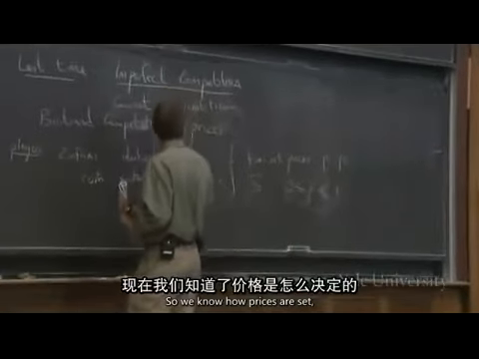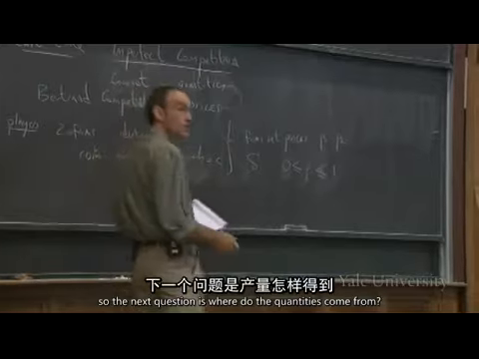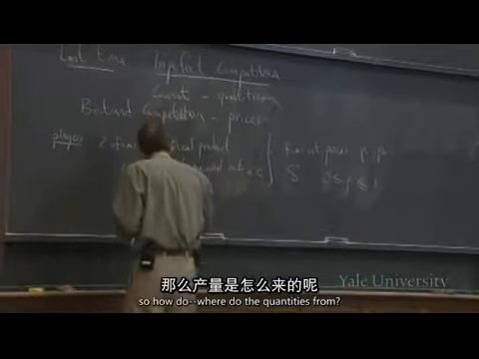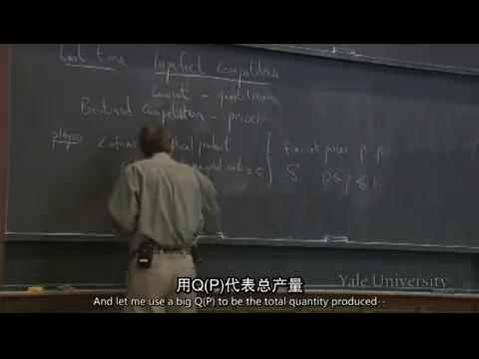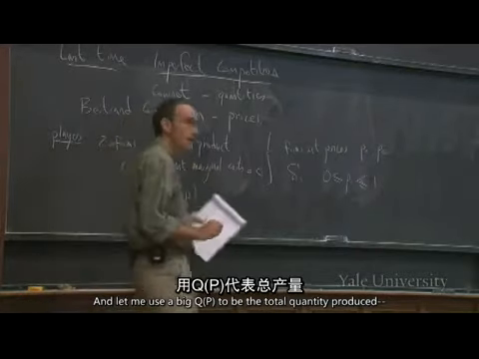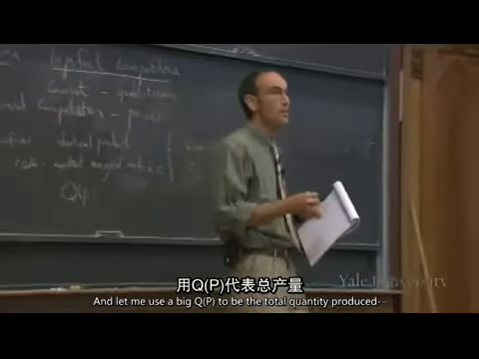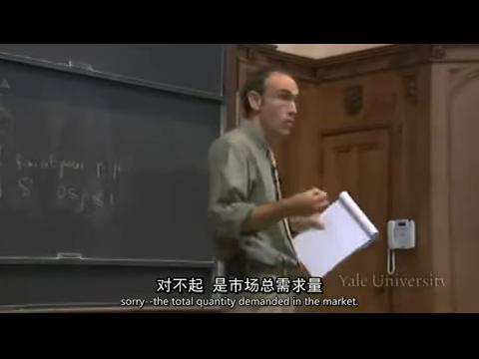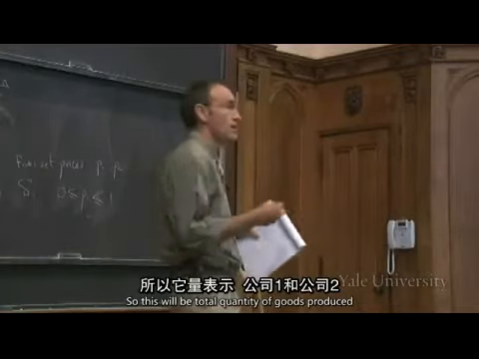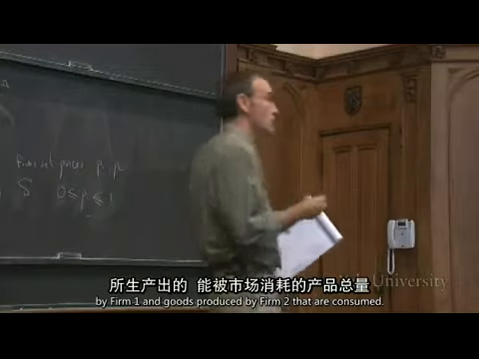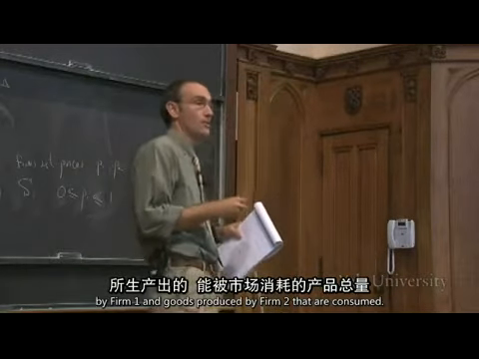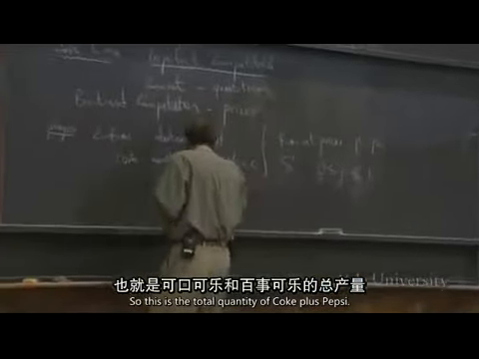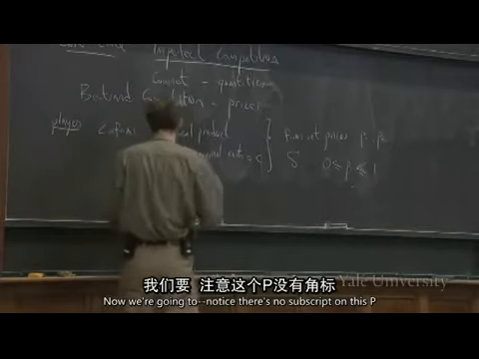All right. So we know how prices are set. They're set by the firms. So the next question is, where do the quantities come from? They're going to come from demand. And let me use a big Q of P to be the total quantity demanded in the market. So this will be the total quantity of goods produced by firm 1 and firm 2 that are consumed. This is the total quantity of Coke plus Pepsi. And notice there's no subscript on this P, and you'll see why in a second.